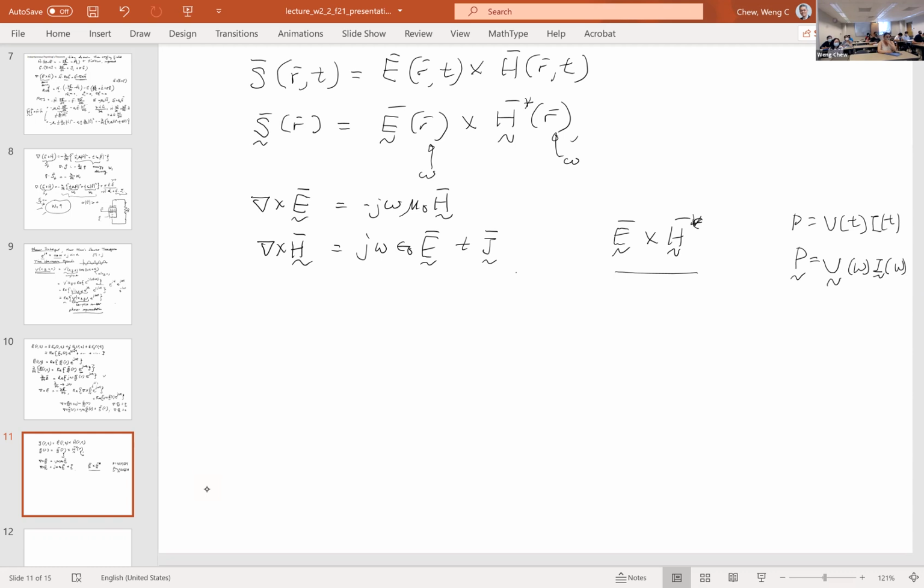And you find that you can now take the divergence of this quantity, and then you go through the vector algebra again, which is actually done in the lecture notes. You'll come up with the conservation theorem for complex power, which I have derived in the lecture notes. But we can derive it quickly.